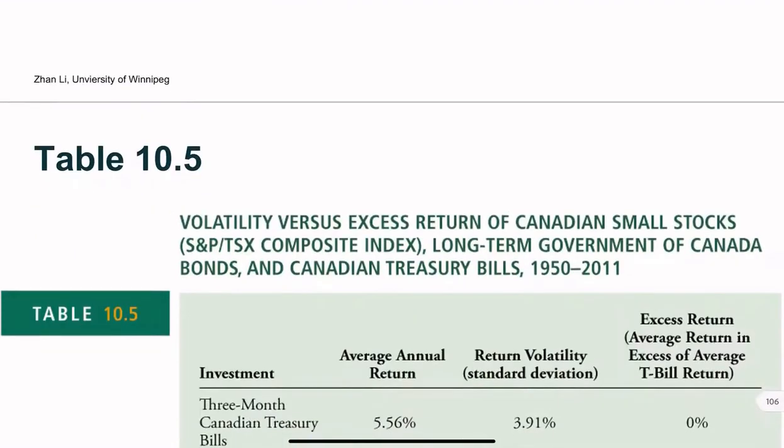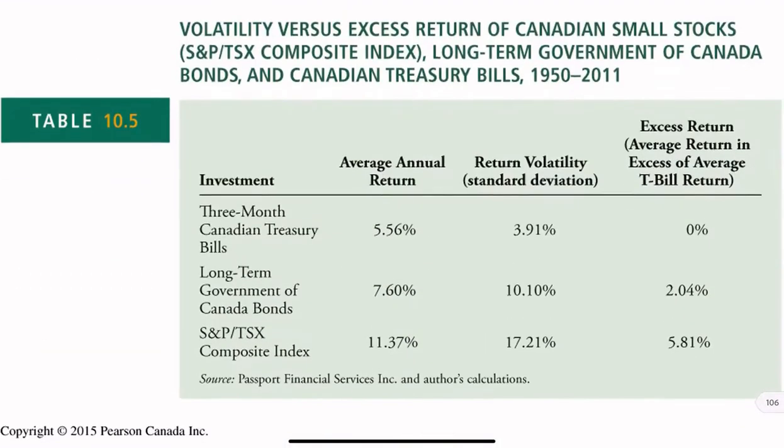Using historical data, we can get some results on return, volatility and excess return. Let's first look at the 3-month Canadian T-bills. The average annual return is about 5.56%, and standard deviation is about 3.1%. So excess return should be zero, because you use 5.56% minus 5.56% to generate your excess return.